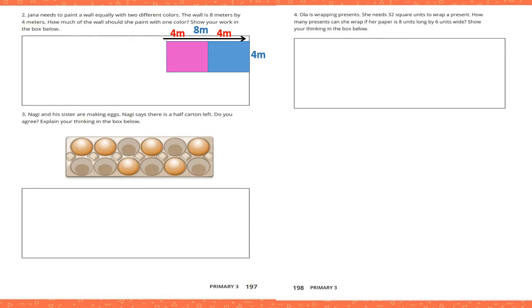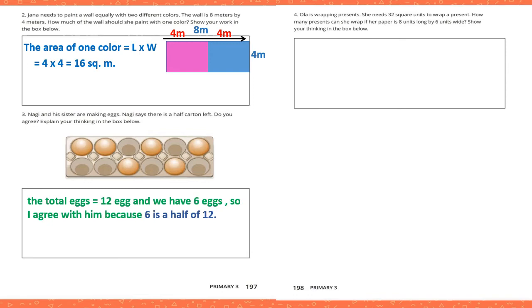The length equals 8 meters and the width equals 4 meters. I want a half of the rectangle of one color. So the area of one color equals length times width. So 4 times 4 equals 16 square meters.